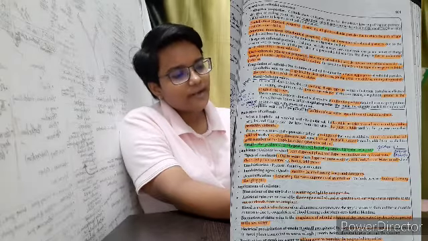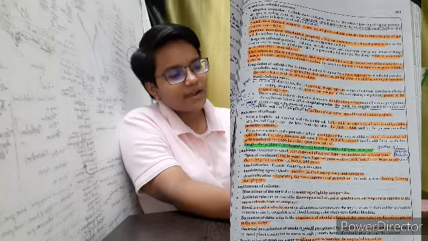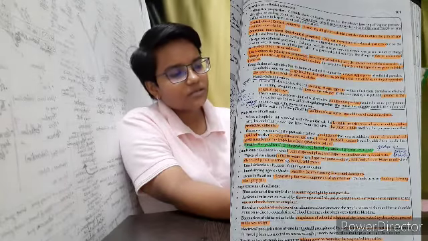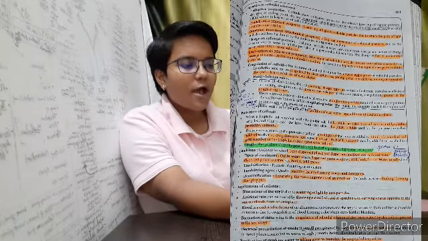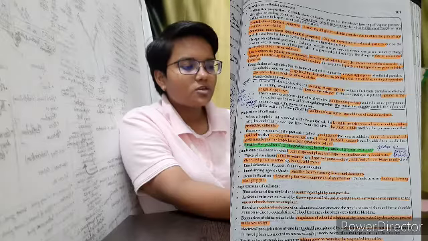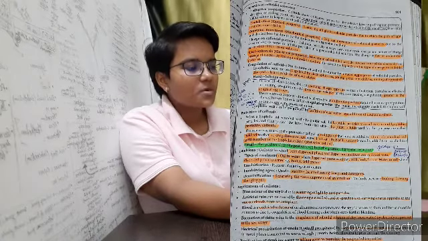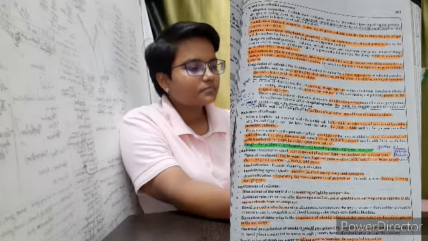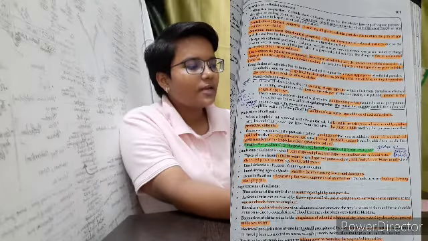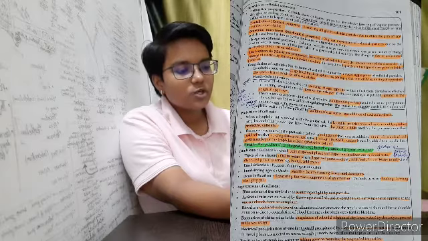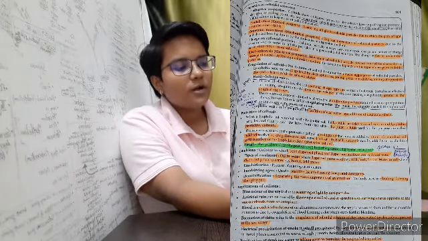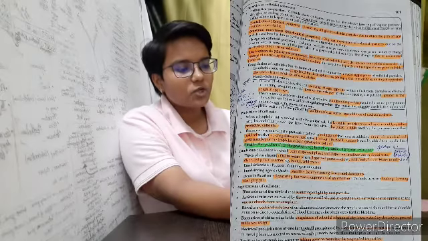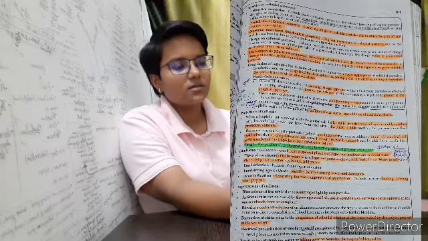Emulsion: a colloid in which both the dispersed phase and the dispersion medium are in the liquid state. Types of emulsion: oil in water, where the dispersed phase is oil and the dispersion medium is water, for example milk and body lotion; and water in oil, where the dispersed phase is water and the dispersion medium is oil, for example butter and cold cream.